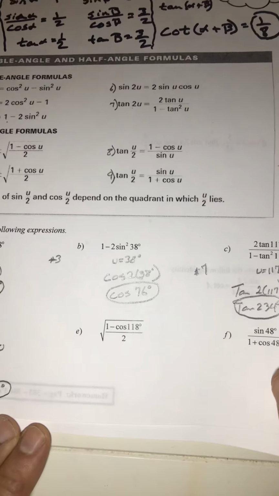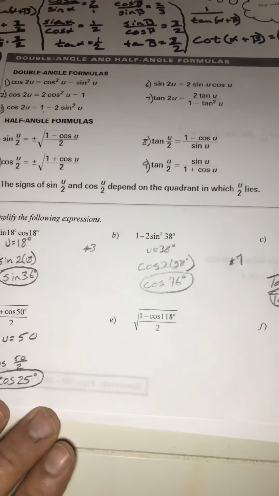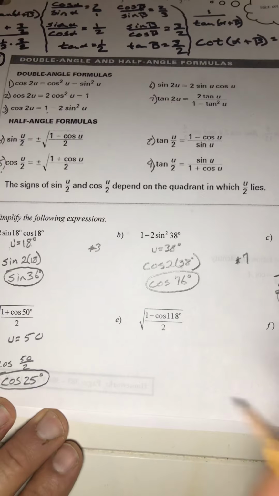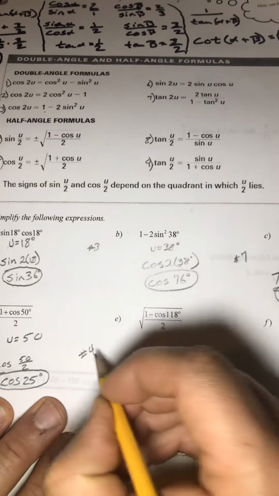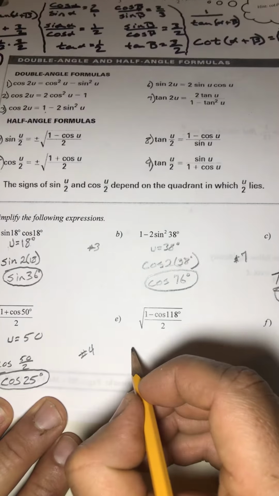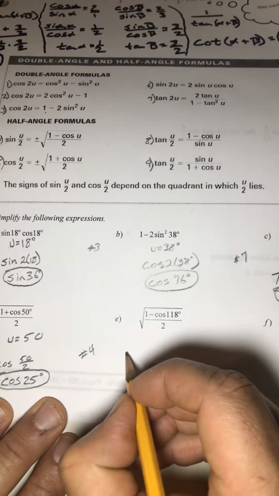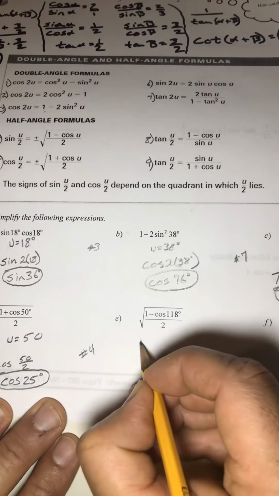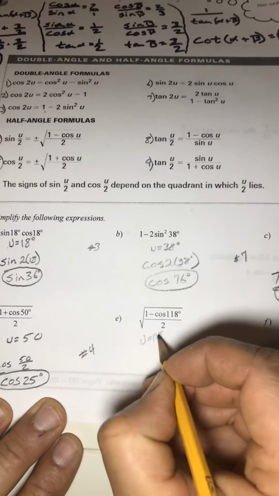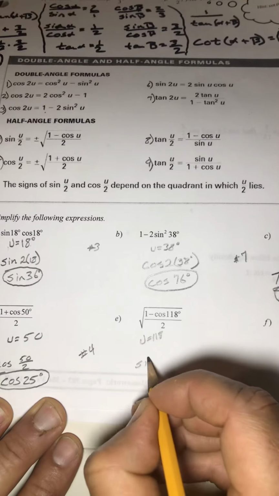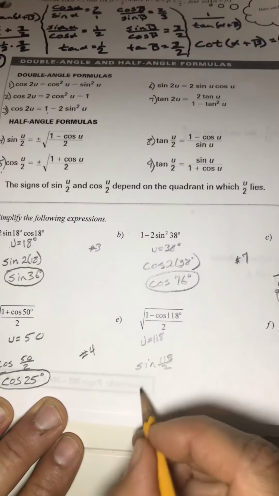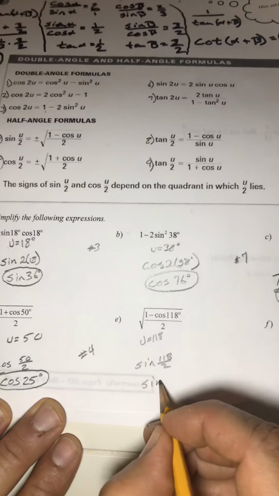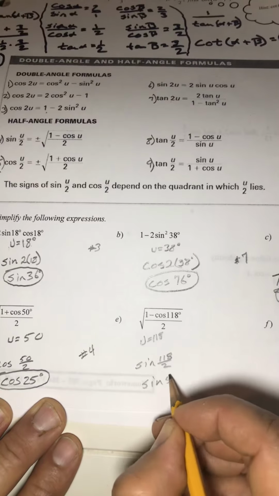I think E is a little different. That looks like number 4. So that's a half angle formula for sine. So we are using our u as 118 degrees. So sine of 118 over 2, and we're really trying to find the sine of 59 degrees.